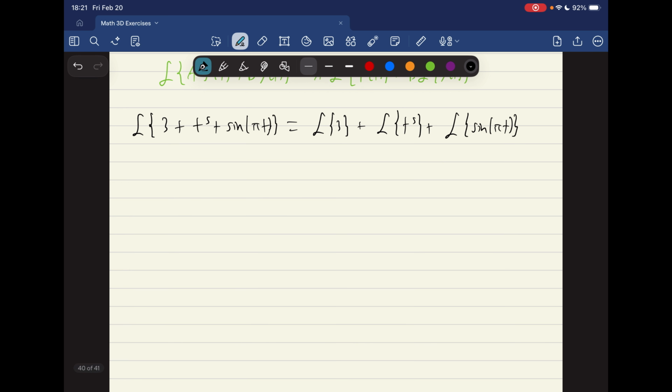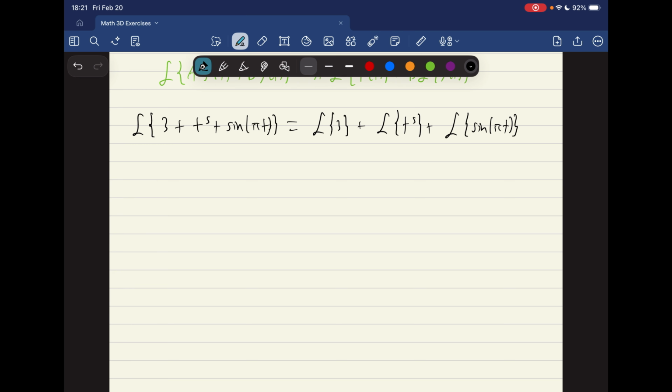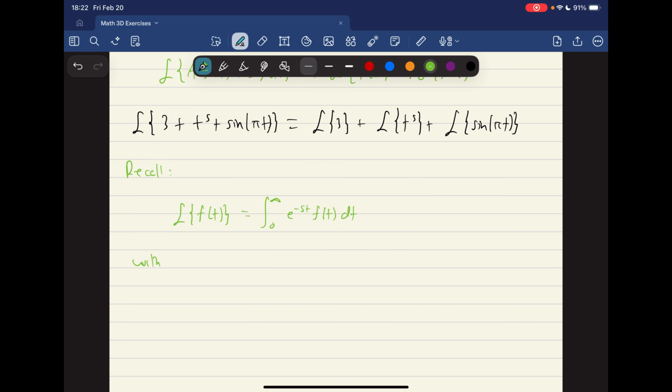But what are these Laplace transforms? We could always compute these by hand using the definition of the Laplace transform. Just recall that if f of t has a Laplace transform, it's given by, or we define it to be, the integral of e to the minus st f of t dt. So it's this integral right here, with domain the set of s where this integral converges.